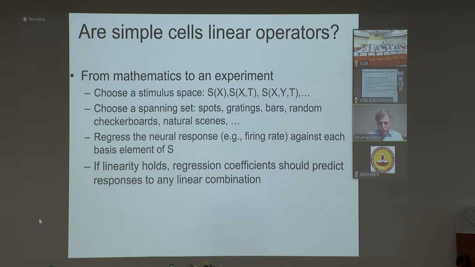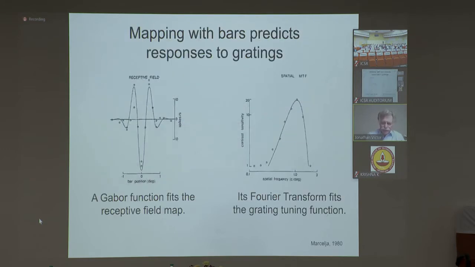Now you just do a test. You present some stimuli that you didn't use for the regression, and you see whether you can correctly predict the response. So this is kind of a way of trying to put your money where your mouth is about whether a neuron really can be regarded as a linear filter of its input, as was suggested by the first few slides. So there are a couple of experiments that suggested that this is really kind of on the right track.